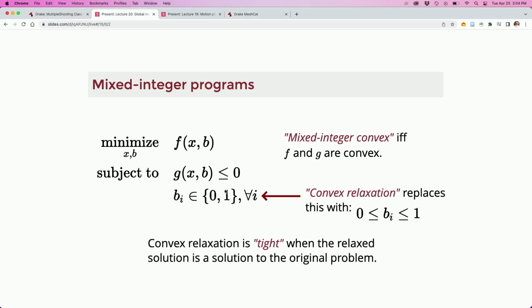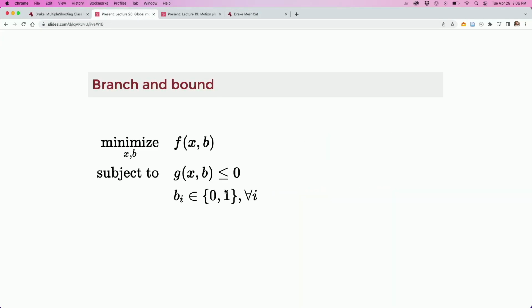So we've known for a long time how to write mixed integer optimizations of trajectory optimization, but they have traditionally performed very badly because the convex relaxation is not very tight. Okay, so how do we solve this more efficiently than just brute force search? And why does the convex relaxation being tight matter? It's this branch and bound algorithm you might have heard of, okay?